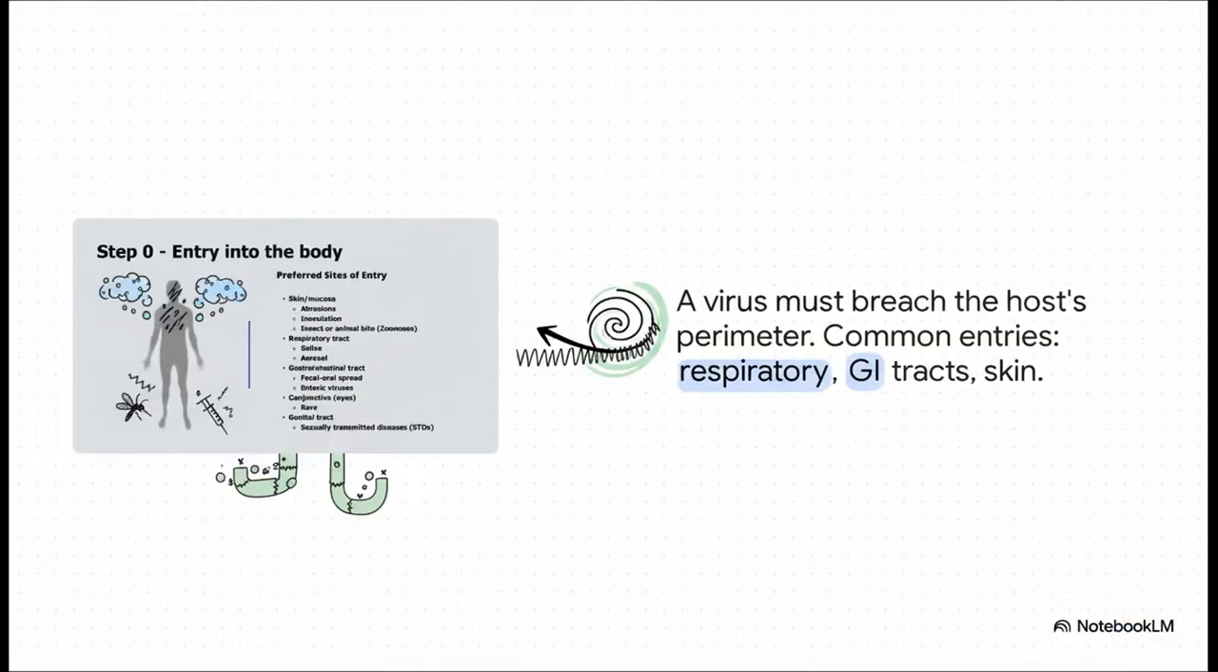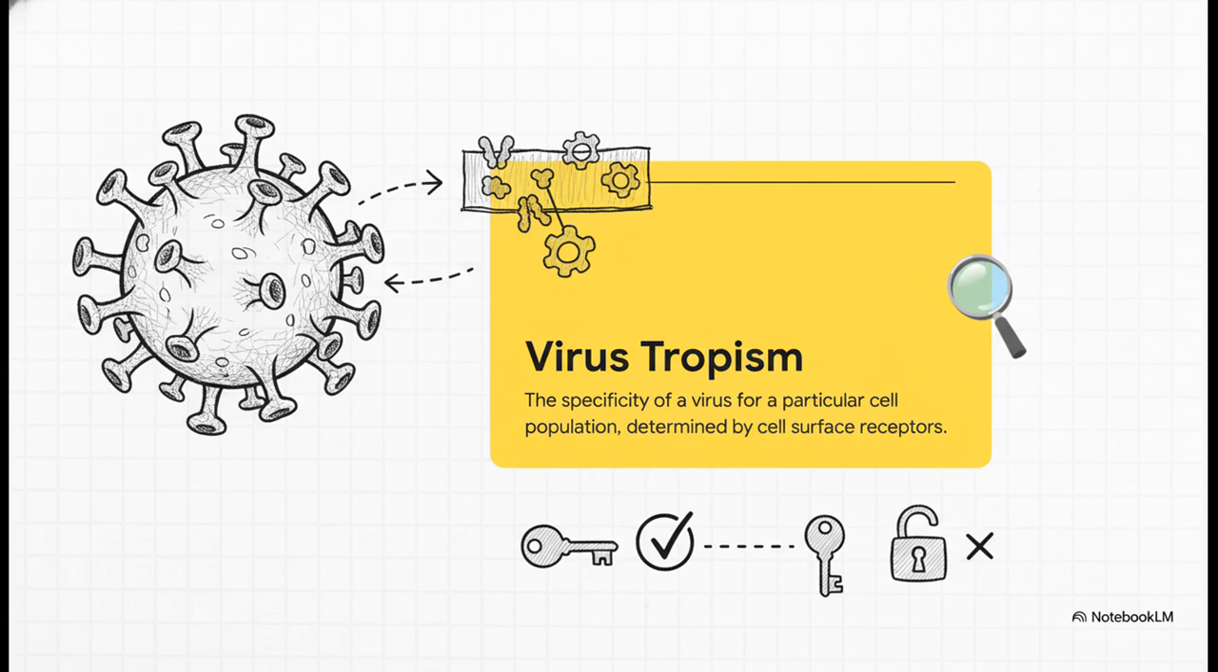So on the big picture organismal level, the virus needs a door. The most common ones are, of course, mucosal surfaces. You've got your respiratory tract, you've got your GI tract. Think of influenza spreading through aerosols, or enteric viruses using the good old fecal-oral route. And of course, any break in the skin, an abrasion, an insect bite, a needle, that's another open invitation. But just getting inside the body? That's not enough. The virus has to find its specific cellular target.